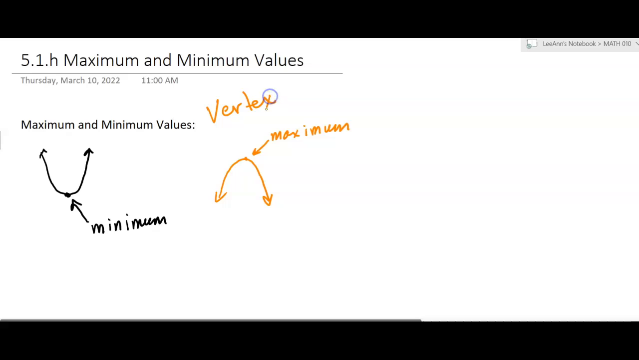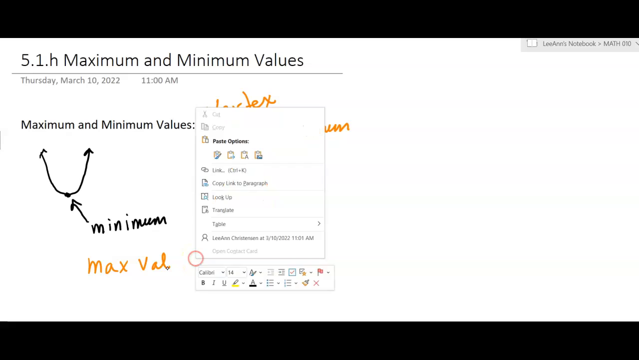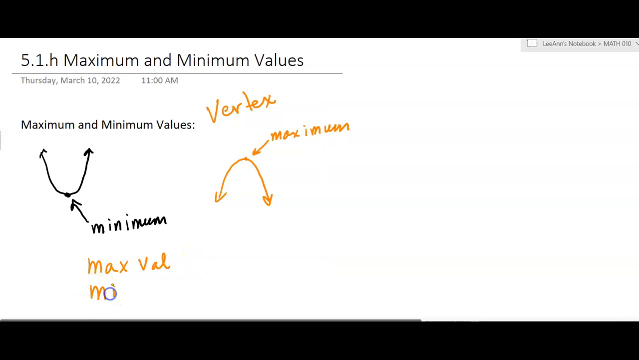But here's the thing that students sometimes have trouble with. The maximum value and the minimum value, I'll just write it under here. I'll put value. Those are outputs, not the input, okay? The input's where it occurs, but the actual maximum value that you get out, that's the output, okay?